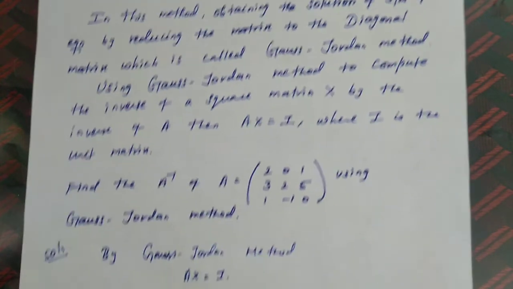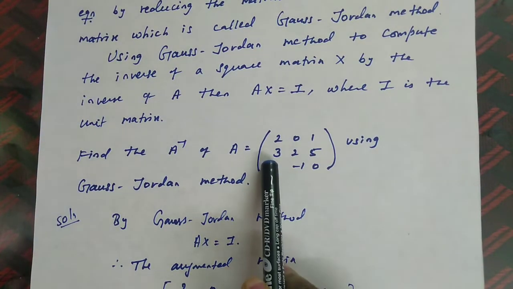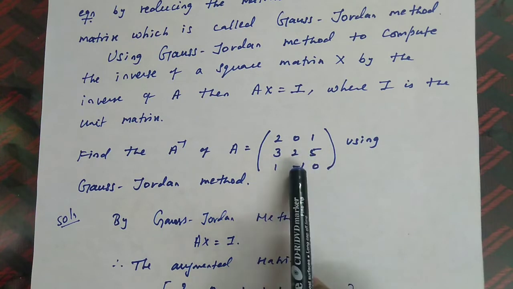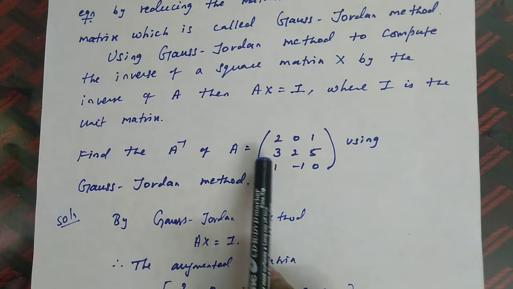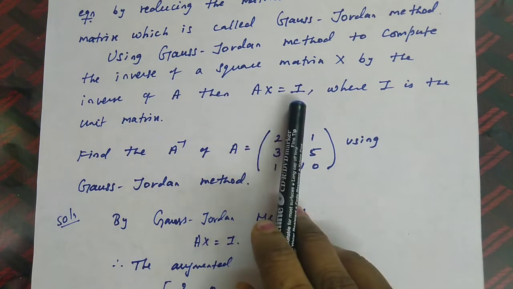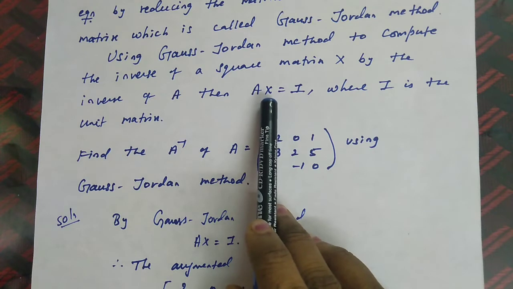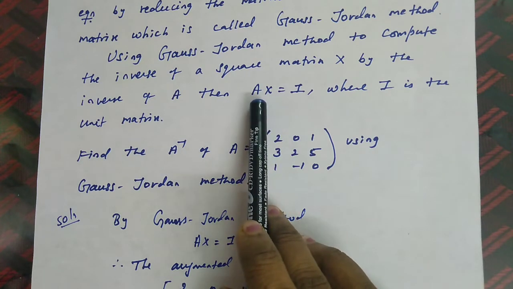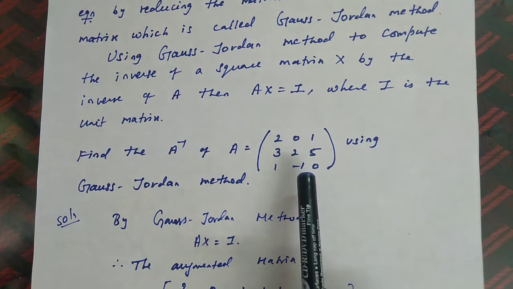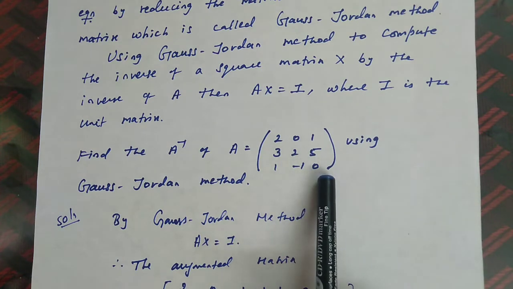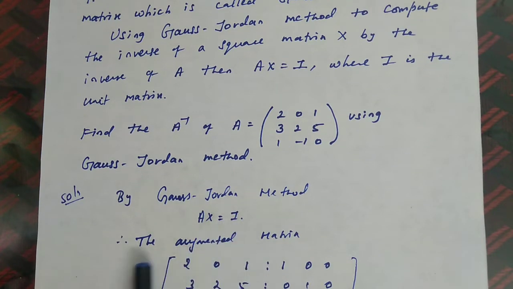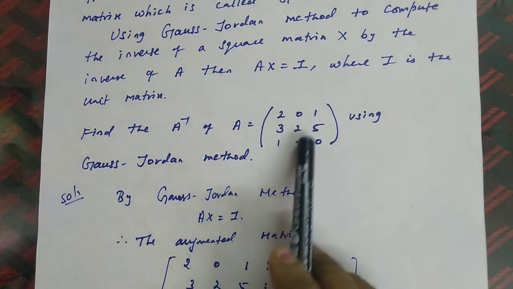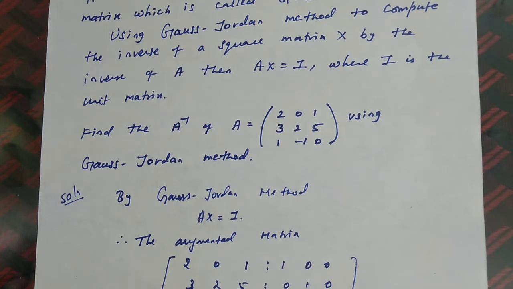Look at the first question. Find the A inverse of A = [2 0 1; 3 2 5; 1 -1 0] using the Gauss-Jordan method. Our aim is to make the diagonal element with the equation AX = I. It's understood that X is the inverse of A, multiplied with A. So the first step is to write the augmented matrix for the given matrix A. By the Gauss-Jordan method we know the equation AX = I, so the augmented matrix is A with the unit matrix. Using row operations only we can make the diagonal matrix.